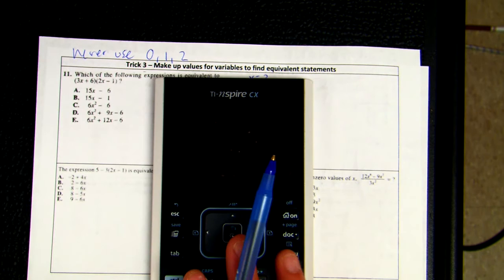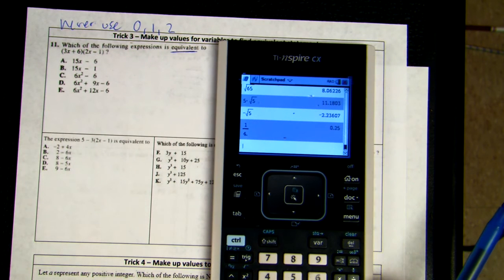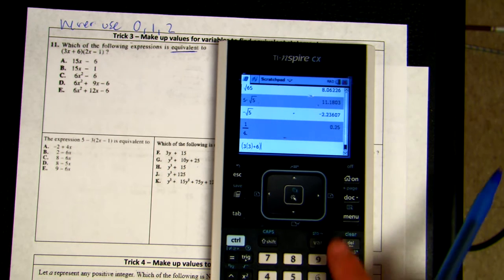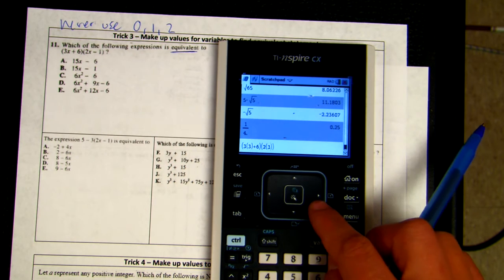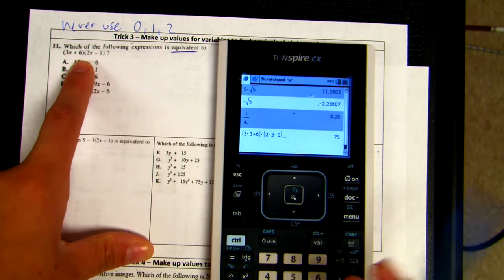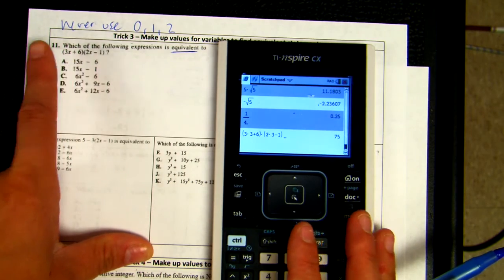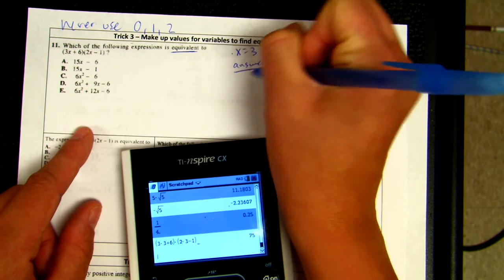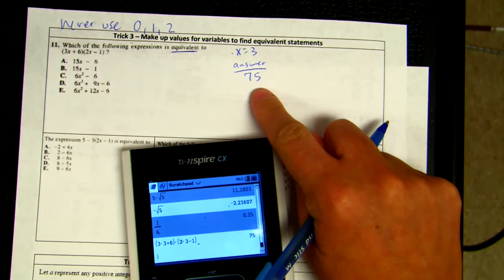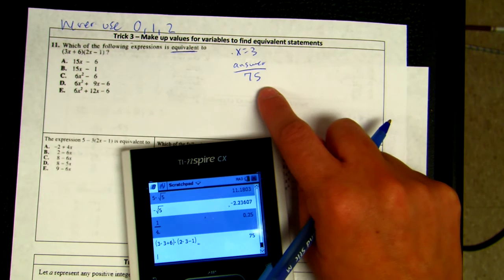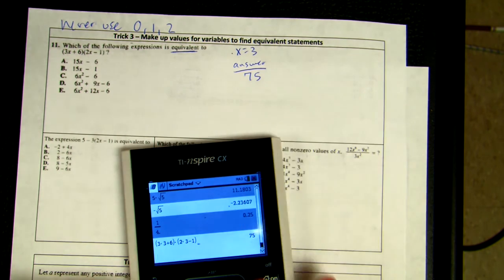Let's zoom out a little here. Okay, so 3 times 3 plus 6, parentheses 2 times 3, minus 1. Okay, I'm going to type it in exactly as I see it here. Press enter, and I got 75. Okay, so my answer is 75. I'm trying to get these answer choices to match 75.